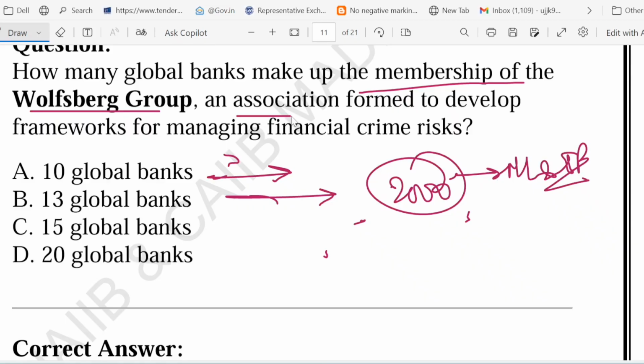What about option C? 15 global banks. Again it sounds possible, but the number is not 15. Some examiners put nearby numbers to confuse us. What about option D? It says 20 global banks. This is definitely too high. The Wolfsberg Group is exclusive, not such a large membership body. You can think of the Wolfsberg Group like the Avengers of the banking world: 13 powerful global banks united to protect the financial system from criminals.